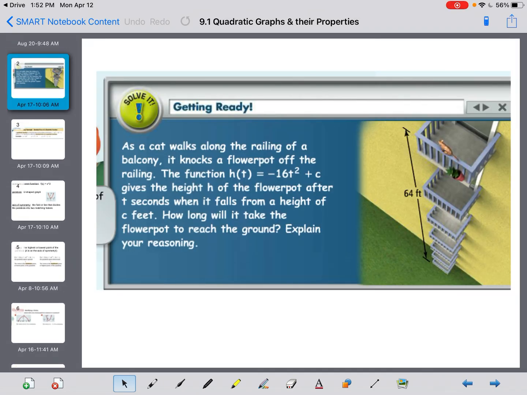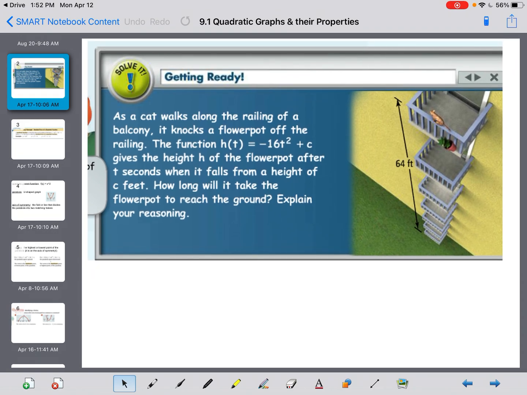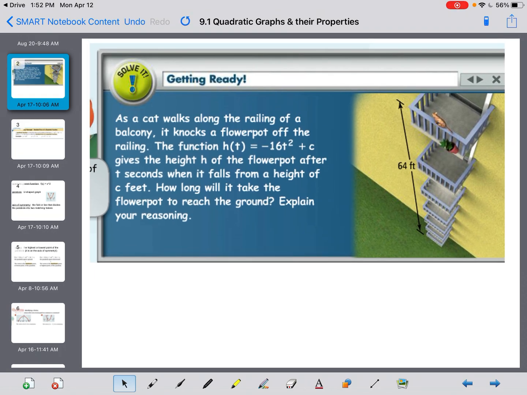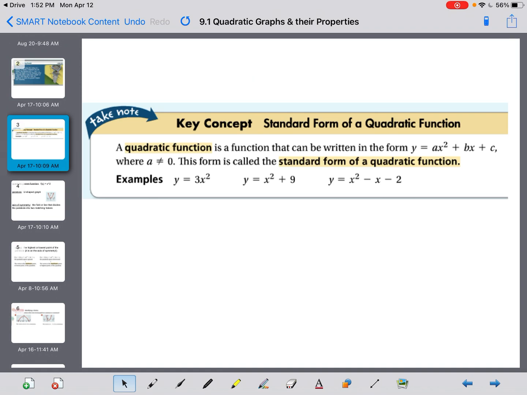Okay, so a cat walks along the railing of a balcony and it knocks a flower pot off the railing. The function h of t equals negative 16t squared plus c gives the height of the flower pot after t seconds when it falls from a height of c feet. How long will it take the flower pot to reach the ground? This is something we want to think about while we learn about this lesson, and we can come back to it towards the end.